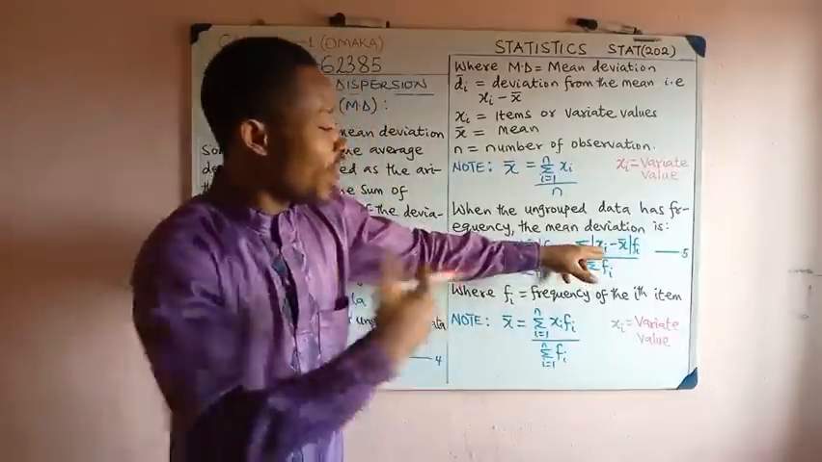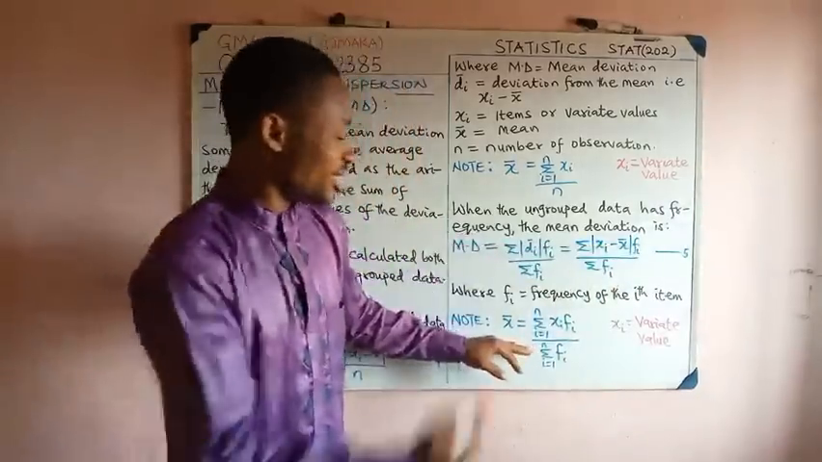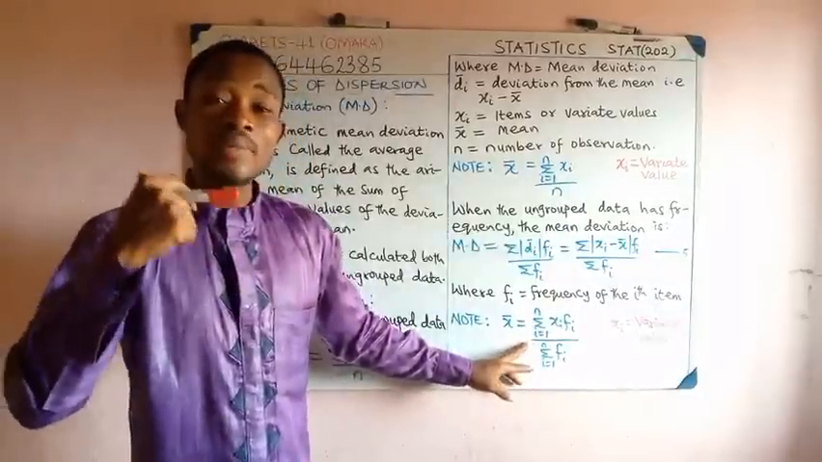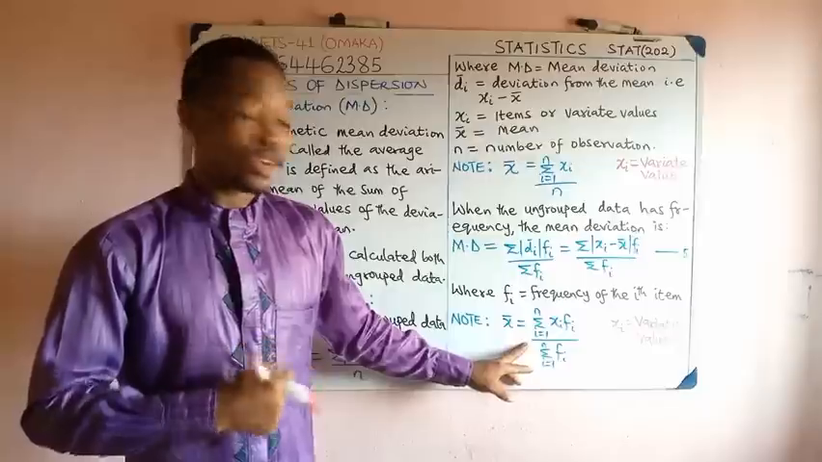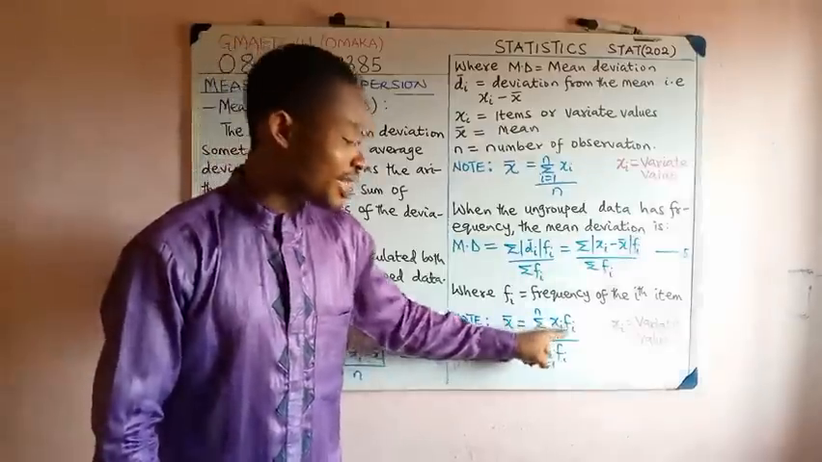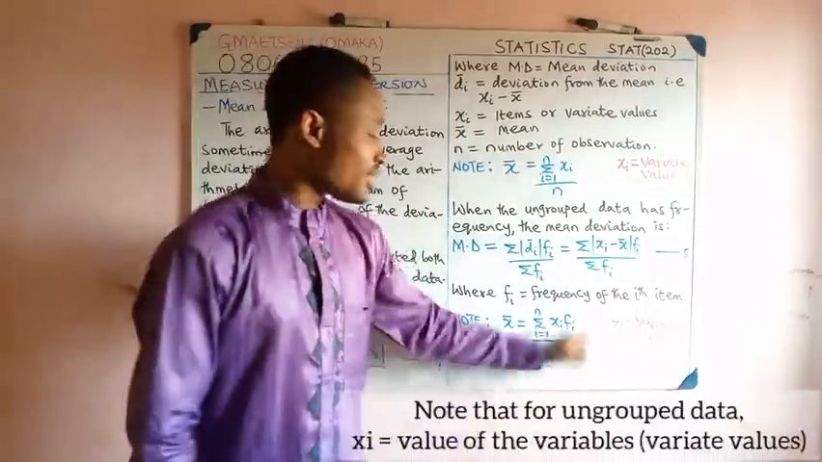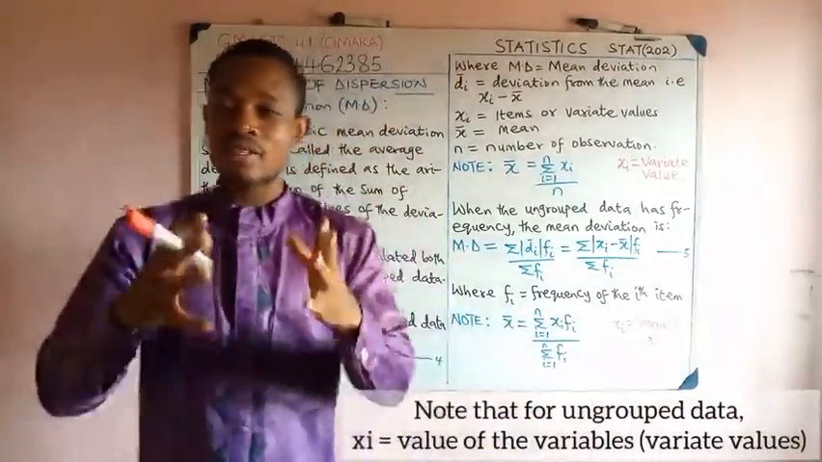Alright, having said that, how do you determine the mean that the values deviated from, how do you obtain it in this case, where there is frequency? So you can see the formula. Once again, we made this under mean when we discussed it under measures of location. It is summation xi times fi divided by what? Summation f. Once again, this xi represents the variate value.